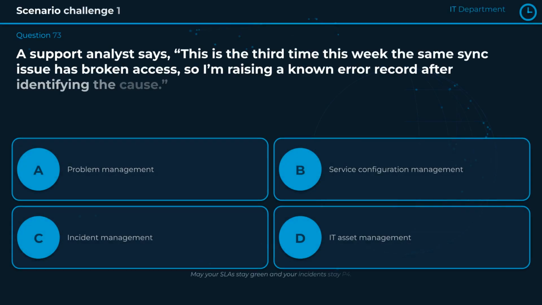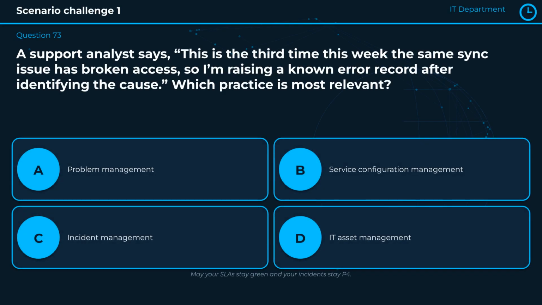Question 73. A support analyst says, "This is the third time this week the same sync issue has broken access, so I'm raising a known error record after identifying the cause." Which practice is most relevant? A. Problem management. B. Service configuration management. C. Incident management. Or D. IT asset management.